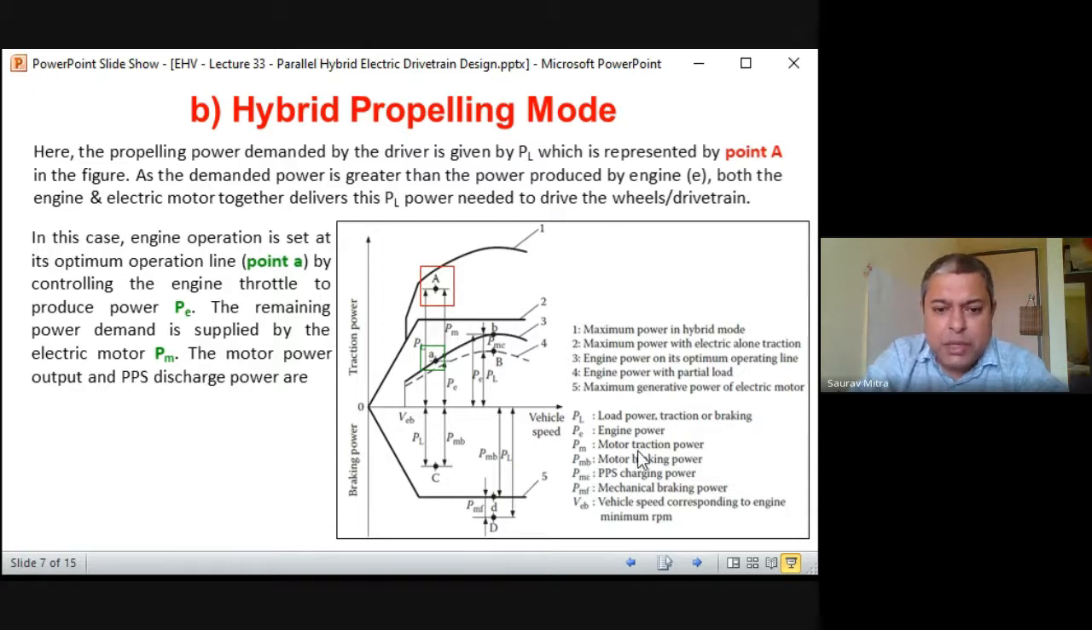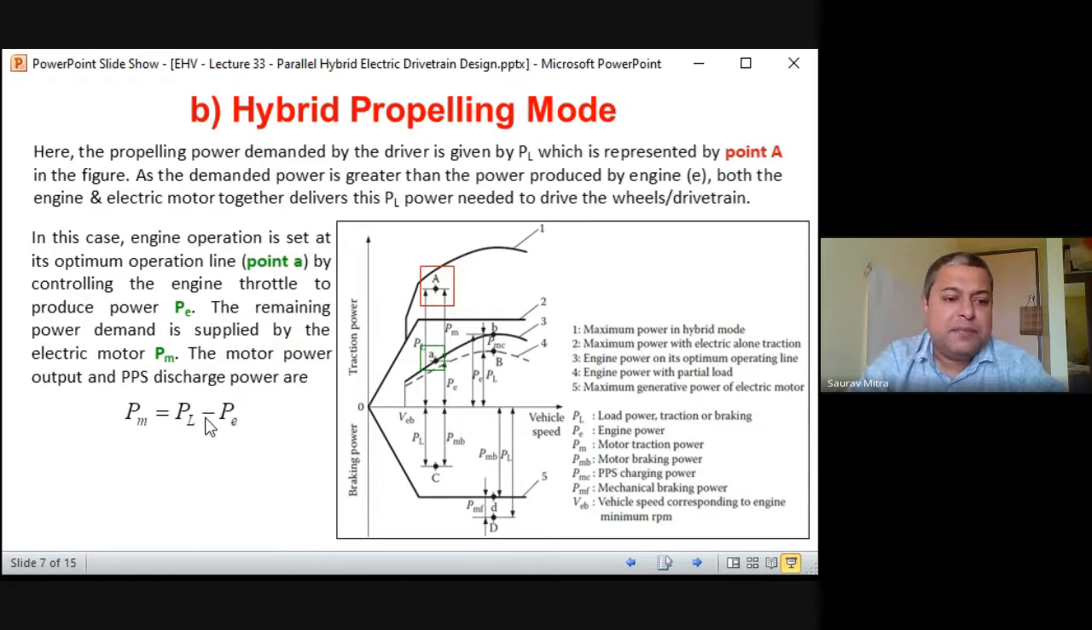Here it is written, PM is the motor traction power, eta M is the motor efficiency, PL is the load power, PE is the engine power, PM is the motor traction power. These three are the powers. The top one is the demanded power, and PE and PM are the powers supplied to fulfill this PL. Whenever PM is equal to PL, the engine is stopped, motor driving alone. When PE is equal to PL, the motor is stopped, engine driving alone. And in hybrid propelling mode, PE and PM together are supplying the PL.